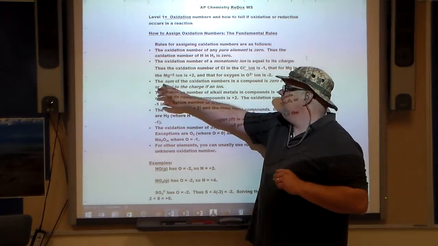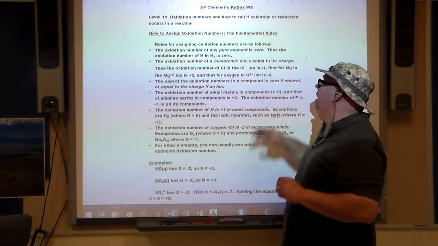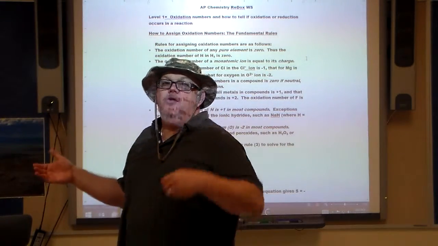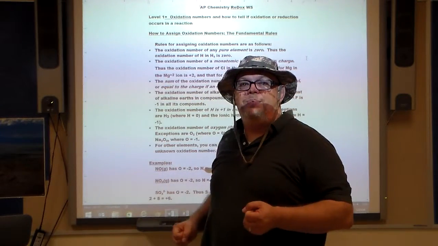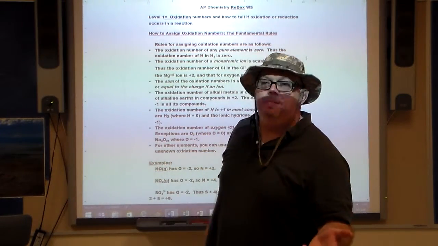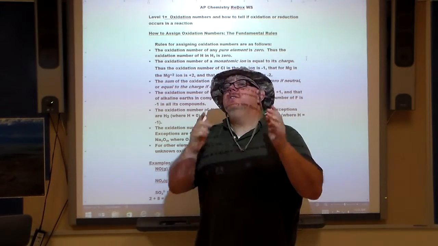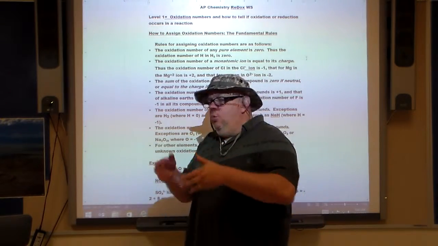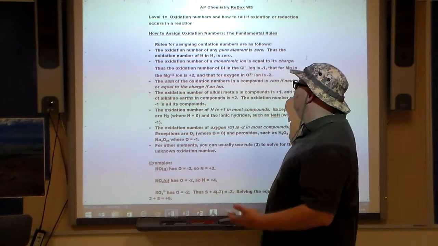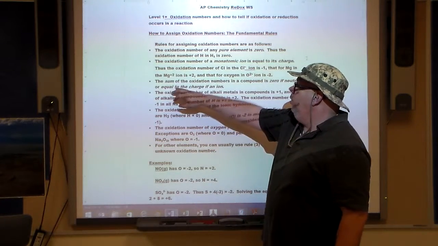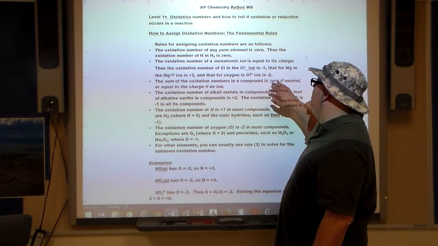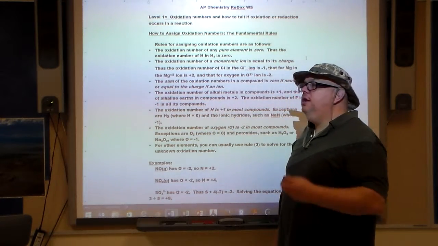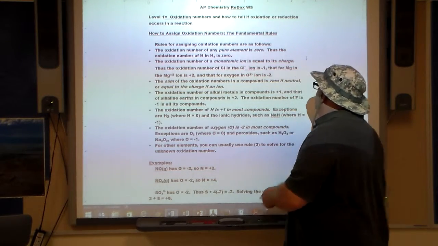Now the third rule here is that the sum of the oxidation numbers in a compound is 0 if it's neutral. That makes sense because if it's positive or negative, that means it's going to react with something. If it's neutral, it's less likely to react with something. Does that necessarily make it stable? That's not the issue. The issue is, what's the oxidation number? If it's 0, it's neutral. So the sum of the oxidation numbers in a compound is 0 if neutral, or equal to the charge of an ion. So we can look at something like NO3, for example.